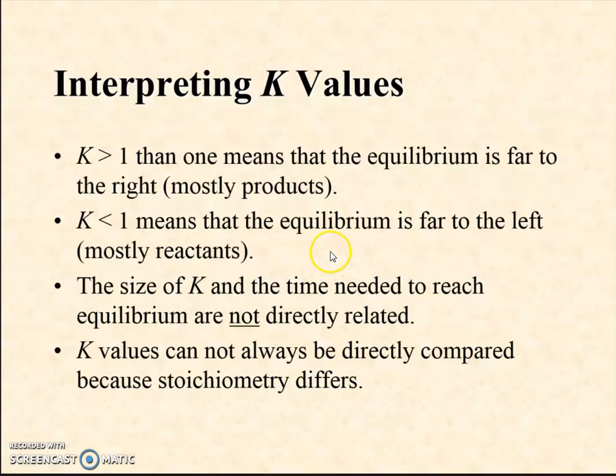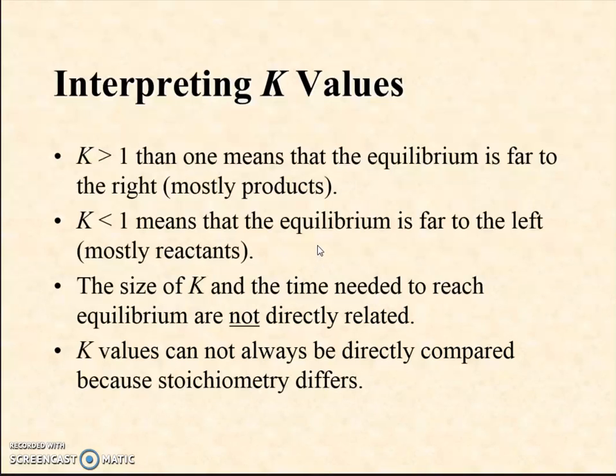It's important to understand that the kinetics of this and equilibrium are not directly related. The time needed to reach equilibrium and the size of K are not directly related, so you can't associate the rapidity, or how fast it happens, with the size of K. It does not imply a kinetically fast process.